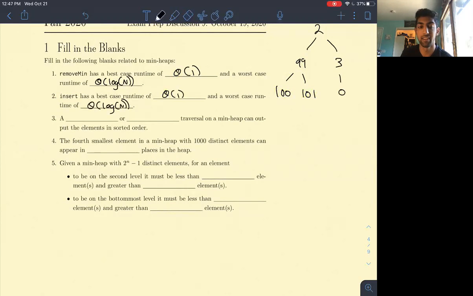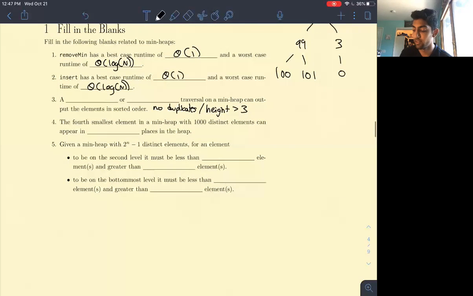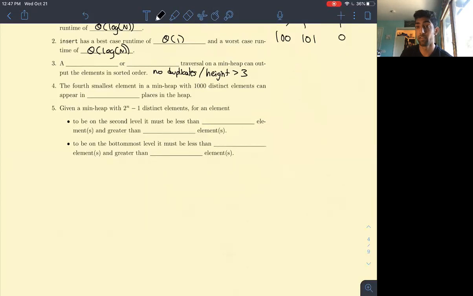Okay, let's keep going. So there's two types of traversals that will output the elements in sorted order. And without loss of generality, let's assume that there are no duplicates and the height of the heap is at least 3. Looking at this, now it's a bit more specific, but I think the problem is a bit better because of it. Let's first recall the 4 types of traversals that we've covered in class. We have a pre-order, a post-order, an in-order traversal, and a level order.